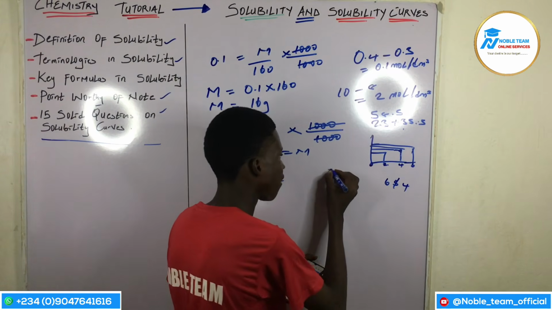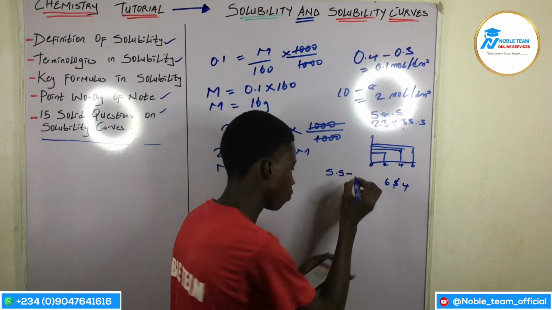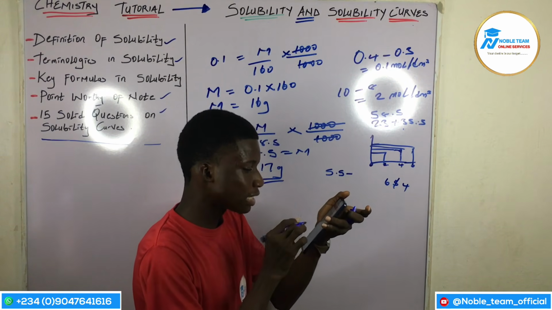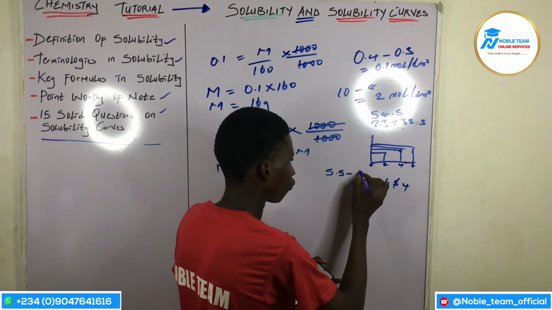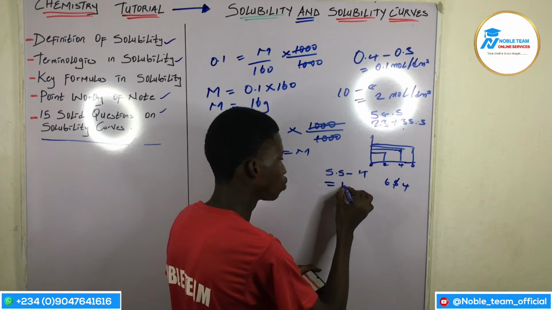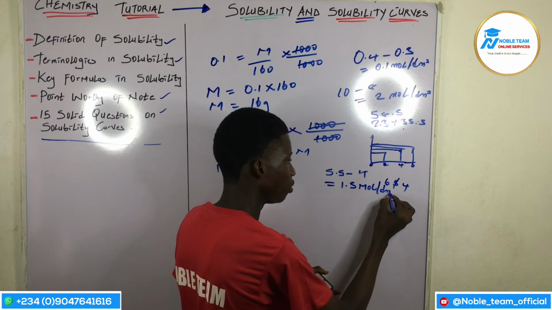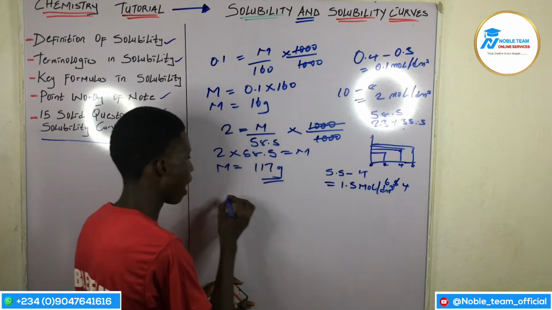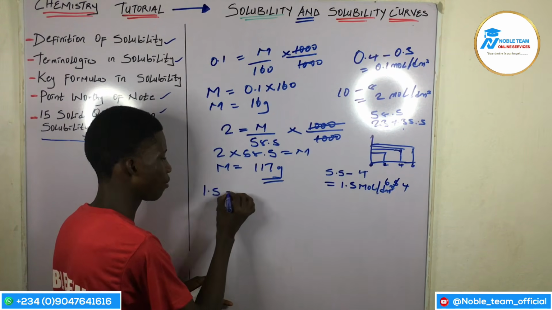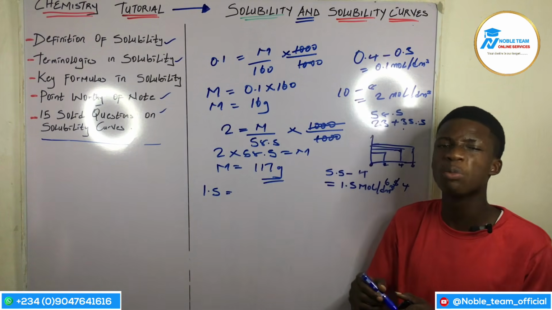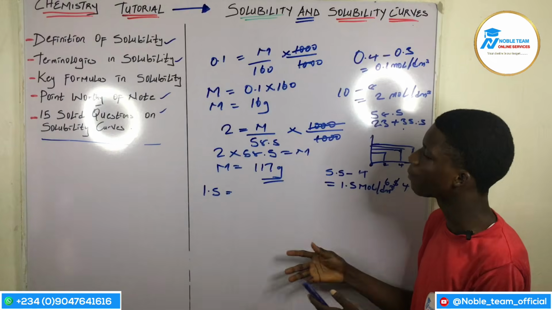Now we have 5.5 minus, then we trace 20 degrees Celsius. 20 degrees Celsius is a point of what? 4. Then once you subtract this, it is 1.5 mole per dm cube. Now we now have 1.5 is now equal to. Now in this question we don't have the mass and we also don't have the molar mass. Now how can we be able to succeed?